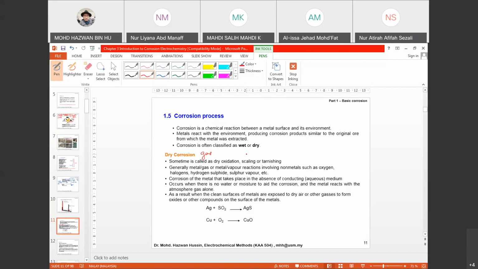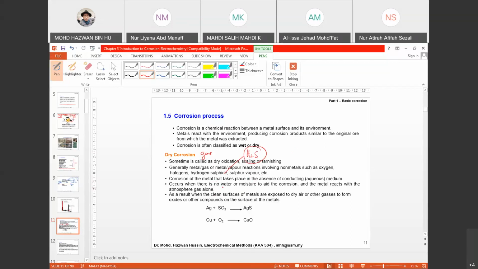It is due to the exposure to gas, for example, oxygen gas or other types of active gas that can trigger corrosion. Generally, it is the reaction of metals or metal vapors with non-metals such as oxygen, halogens, hydrogen sulfide, sometimes called H2S, which is a very corrosive gas, sulfur vapor, and so on.